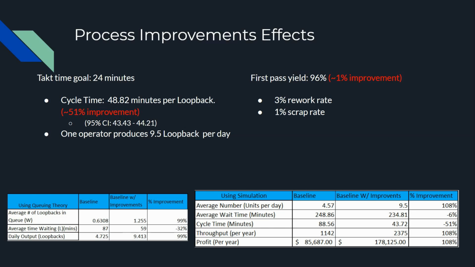Thank you, Michael. After implementing these process improvements, the team collected data on the new cycle time and entered those values in the simulation and compared those to the baseline simulation. Cycle time is down from 88.56 minutes to 43.82 minutes, a 50% improvement. We also increased the first pass yield from 95% to 96%, a 1% decrease in rework.